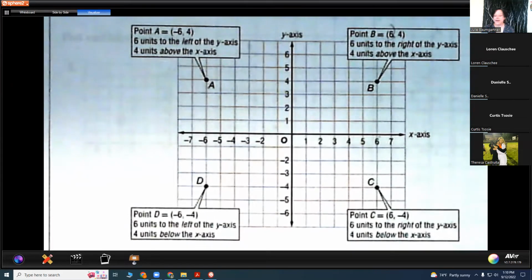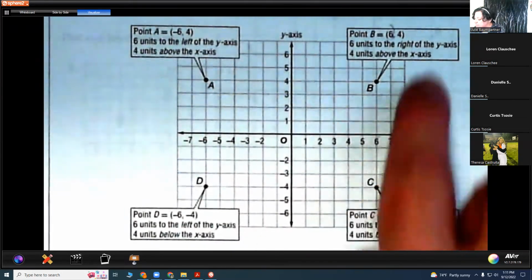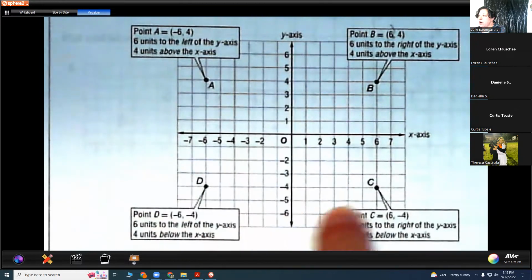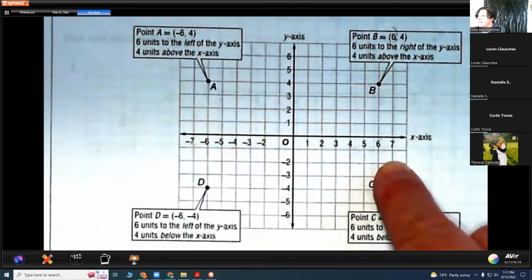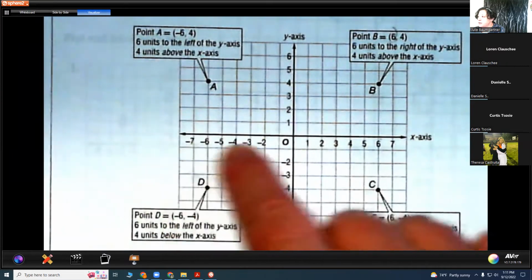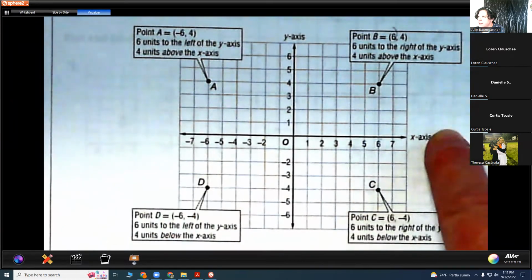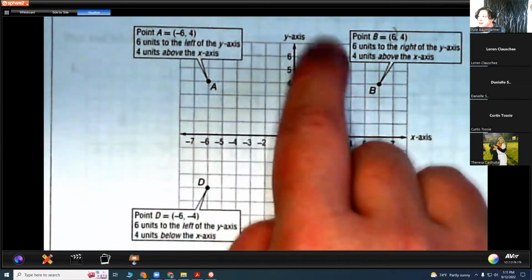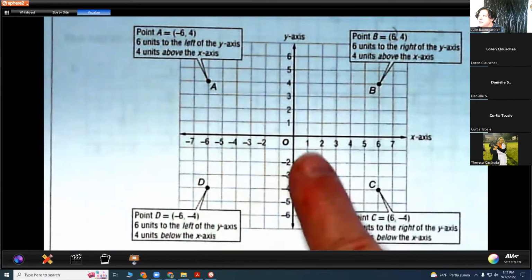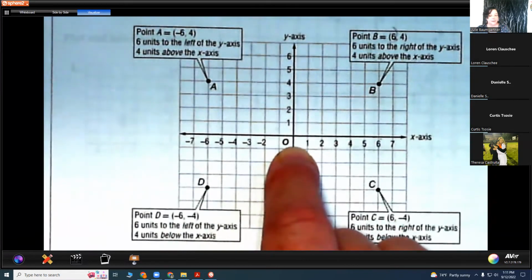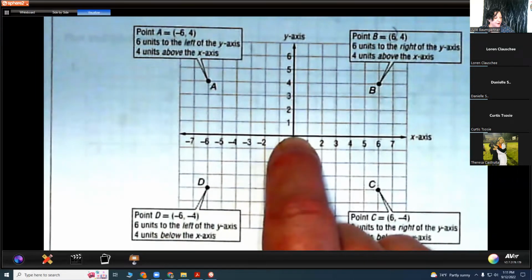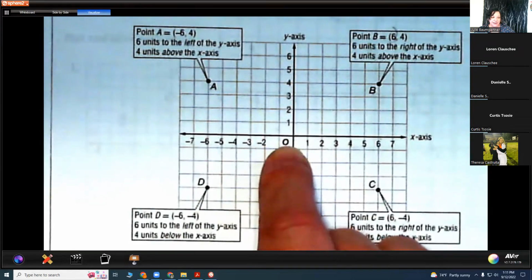as always. So this is what we call our coordinate grid. Then we have the horizontal axis, our x-axis, and the vertical axis, our y-axis. The point where the two axes meet is what we call our origin. That's (0, 0), and they're calling it O right here.